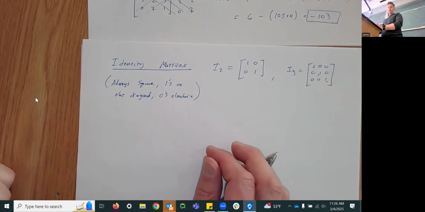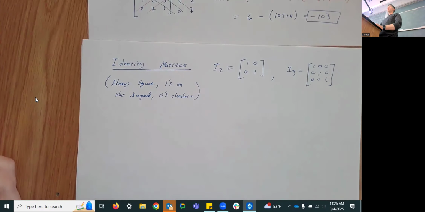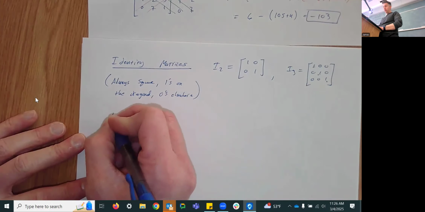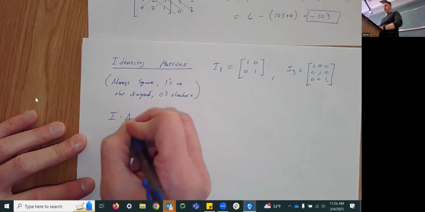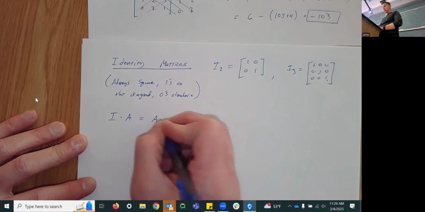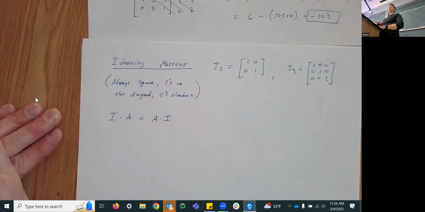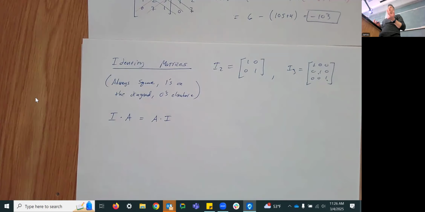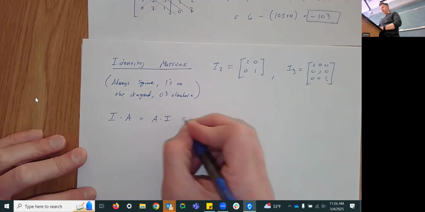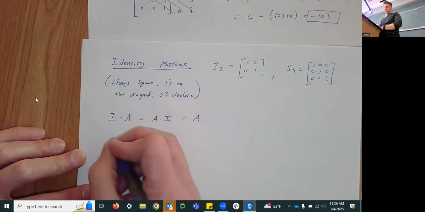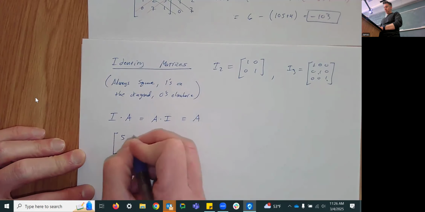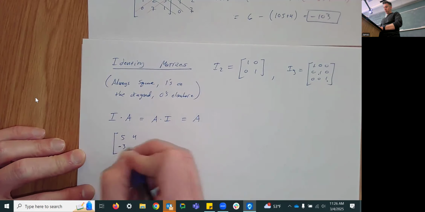What does the identity matrix do? Well, when you multiply by it, it doesn't change anything. So for example, the 2 by 2 identity matrix multiplied by a matrix A actually does give us multiplication in either order we're still working out. It's going to equal the matrix A. Let's look at an example. Let's say we have a matrix which is 5, 4, -3, 1.